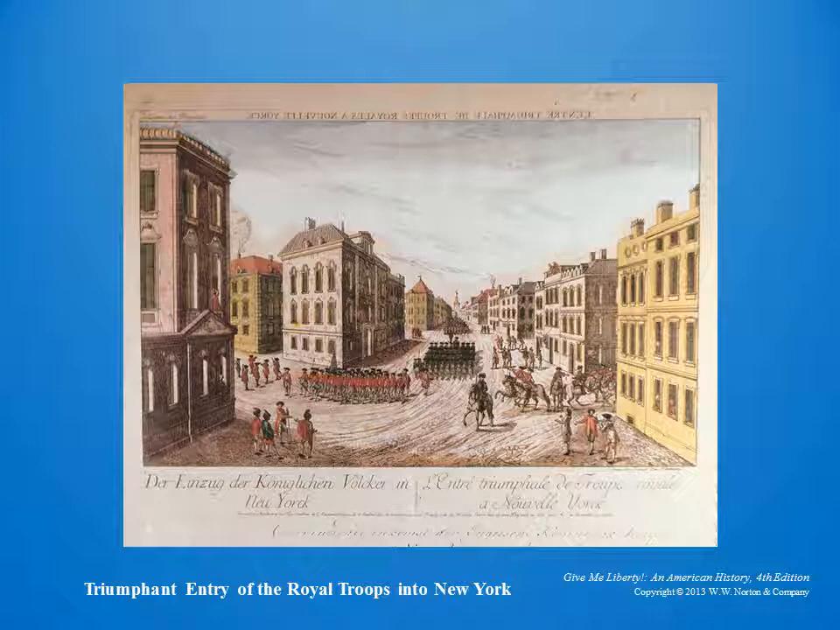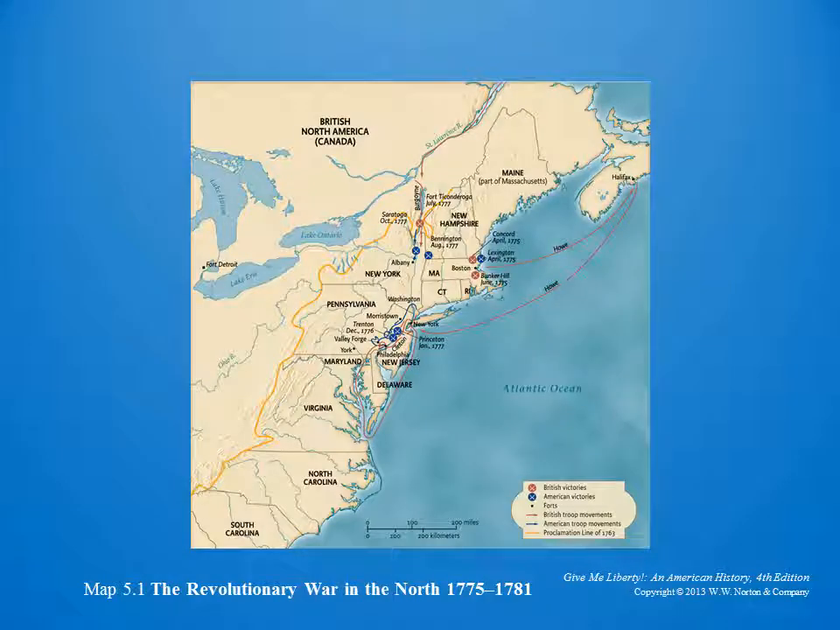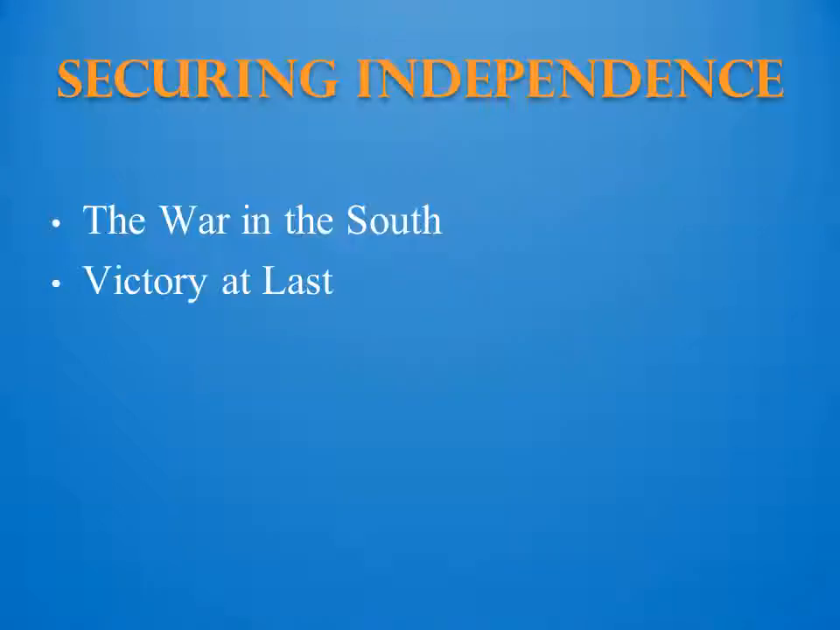This is the triumphal entry of the royal troops into New York. This is an engraving showing the army of Sir William Howe occupying the city in 1776. New York would remain in British hands for the rest of the war. This is a map of the Revolutionary War, 1775 to 1781. It shows key battles in the North during the War of Independence, including Lexington and Concord, which had begun the armed conflict, the campaign in New York and New Jersey, and Saratoga. Saratoga, a lot of times, is called the turning point of the war.